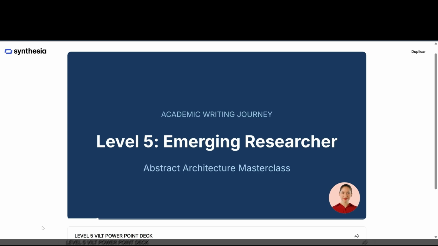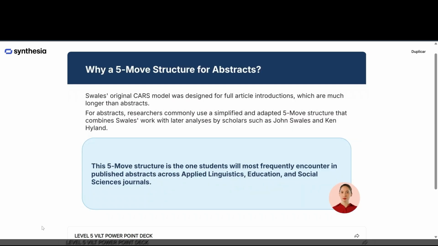You might remember Swales' CARS model from earlier levels or from reading research articles. CARS was originally designed for full introductions, which can be 800 to 1,500 words long. Abstracts, however, are usually only 150 to 300 words. That's why researchers and EAP specialists developed a more practical 5-move structure specifically for abstracts.